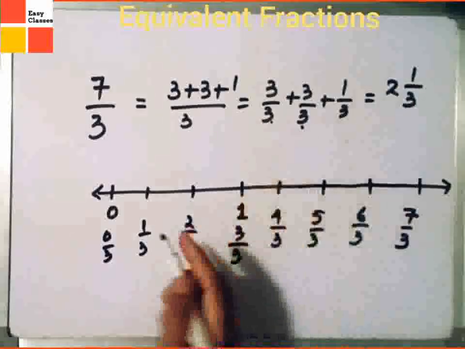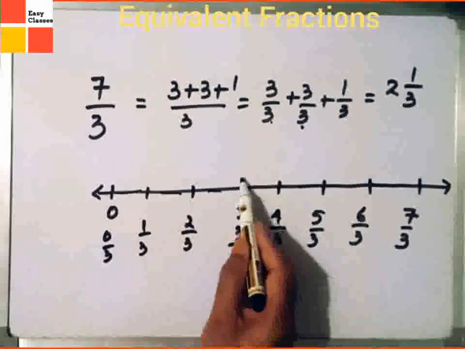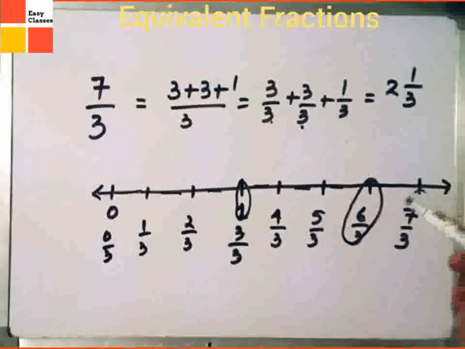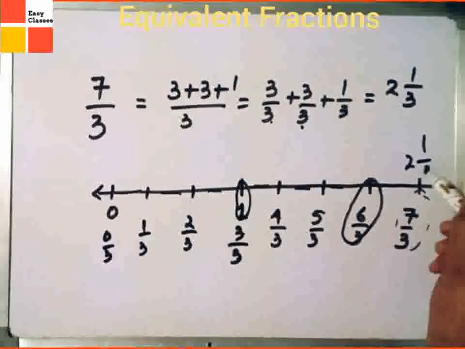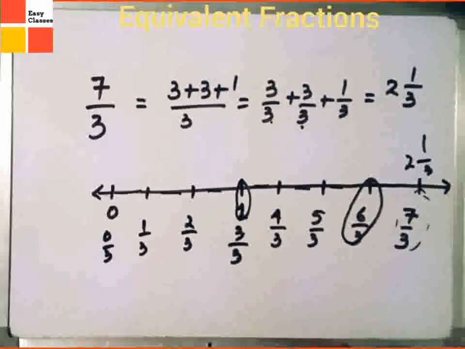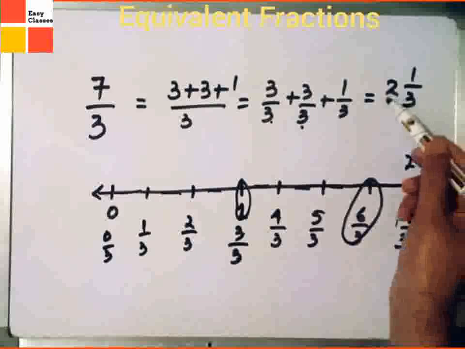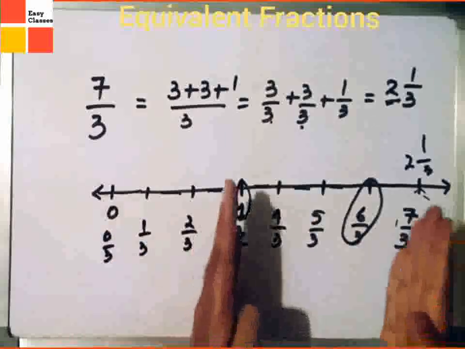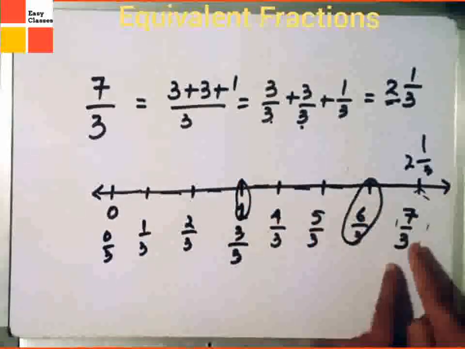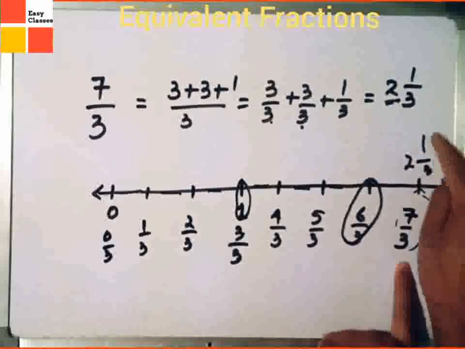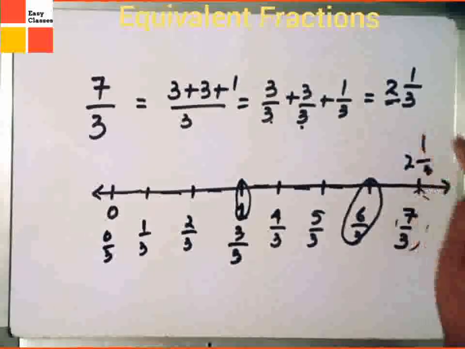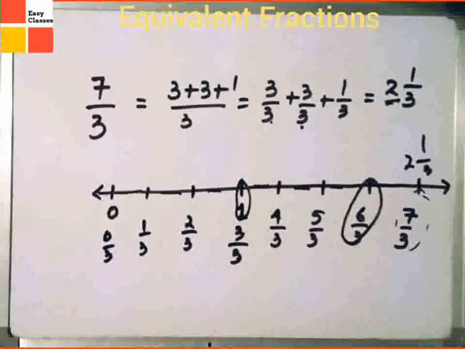Okay, 7 by 3 means 2 whole. 2 whole means 1, 2, 3. This means 1 whole, 1, 2, 3. This means another whole. Then 1 by 3. This is 1 by 3. So this is equal to 2 and 1 by 3, right? So that means 7 by 3 is actually equal to 2 whole and 1 by 3. This is 1 whole, 3 parts. Another 3 parts is another 1 whole, and then this is 1 by 3. This means 1 out of 3 parts, which is equal to 7 by 3 or 2 and 1 by 3. So this is how we can represent these improper fractions on a number line, right?